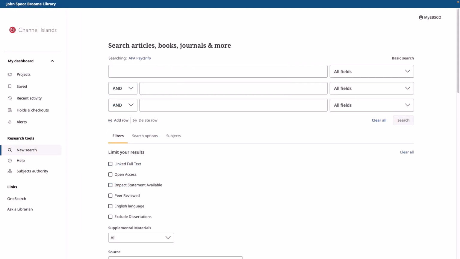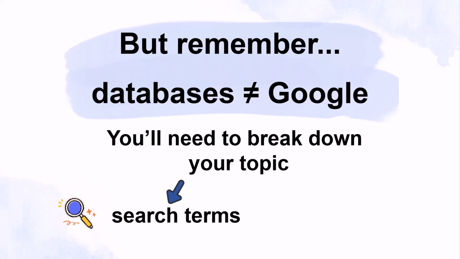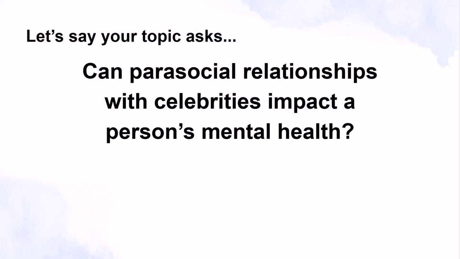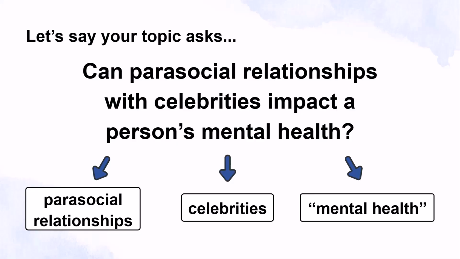This brings you to PsycInfo's advanced search screen, which has multiple search bars. But remember, databases aren't like Google. You'll need to break down your topic into search terms or ideas. Let's say your topic asks, can parasocial relationships with celebrities impact a person's mental health? Instead of searching that question, you'll break it down into pieces like parasocial relationship, celebrities, and mental health.